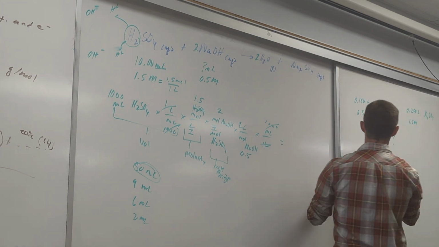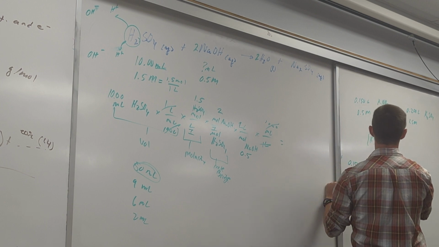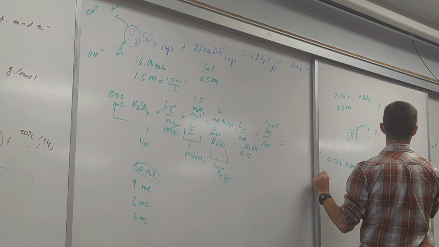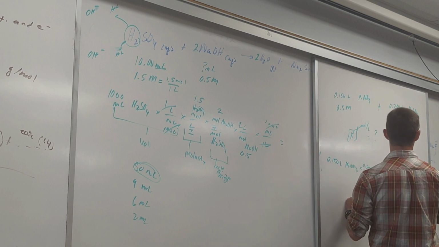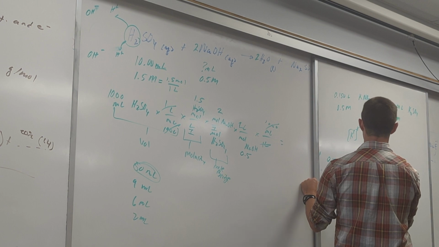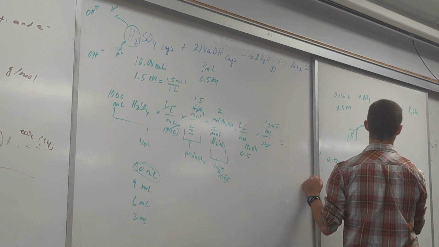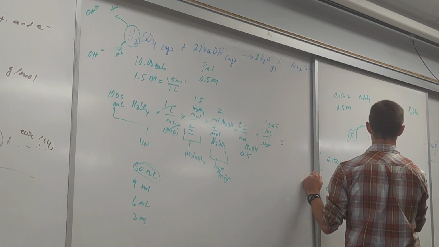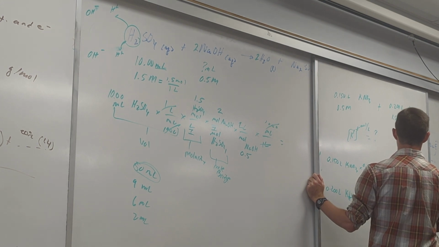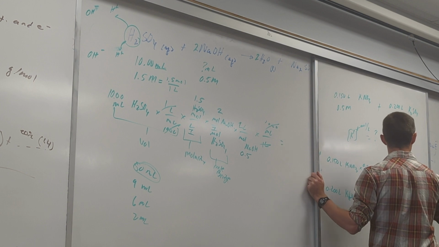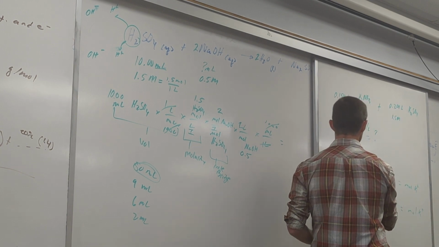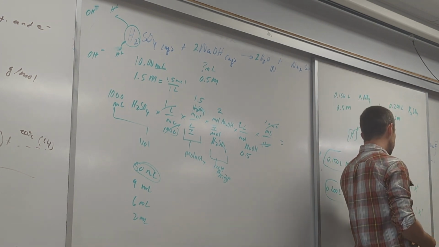Okay, let's do it. So we have 0.15 liters of KNO3. We have 0.5 moles of KNO3 per liter. Mole bridge, moles of KNO3, moles of K. Second one, 0.2 liters K2SO4 times 1.5 moles K2SO4 over 1 liter, times mole bridge of K2SO4 and K. At minimum, volume times molarity gives us moles. Then do the mole bridge to get moles of potassium.